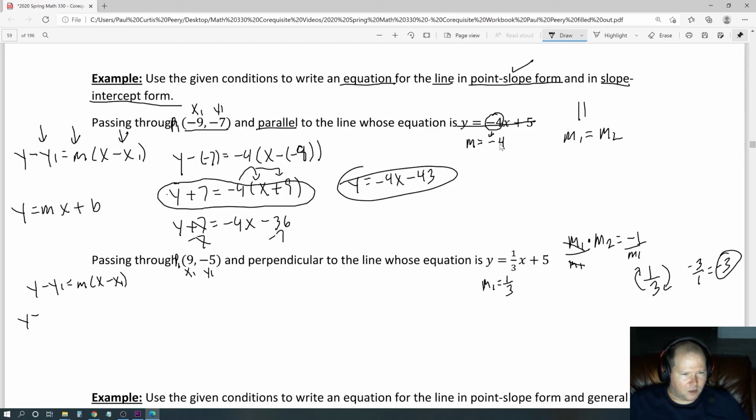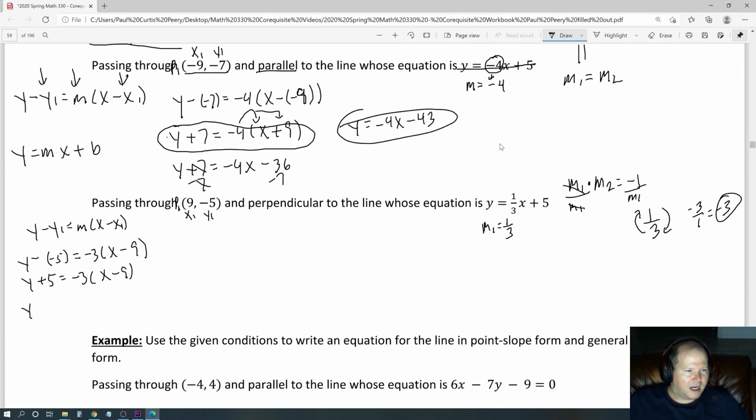Okay, so y minus y1 being -5, is equal to m being -3, multiplied by x minus x1 being 9. Okay, so now we have y minus negative 5, which is y plus 5. We keep the negative 3 multiplied by x minus 9. Then we say y plus 5 is equal to, now we say negative 3 times x is negative 3x, because we are distributing. We say negative 3 times negative 9 is plus 27. Then we say minus 5, cancel, cancel, and that gives me y is equal to negative 3x plus 22, since 27 minus 5 is 22.